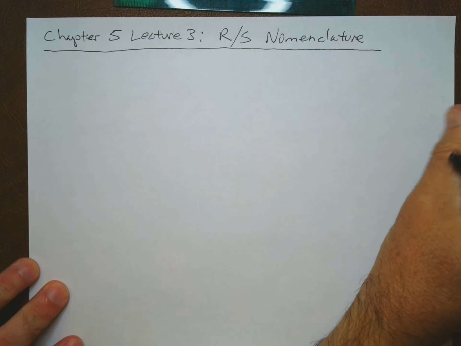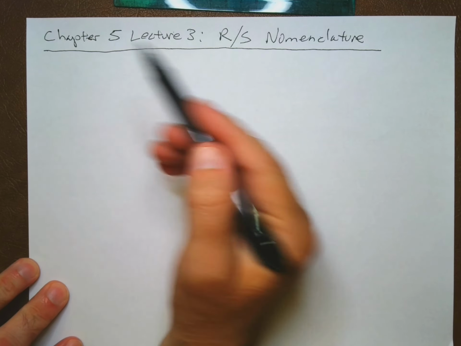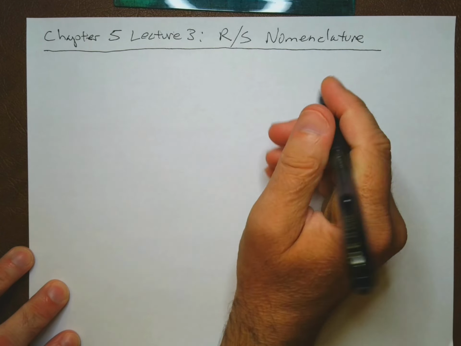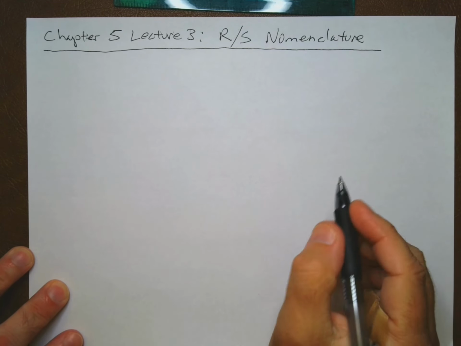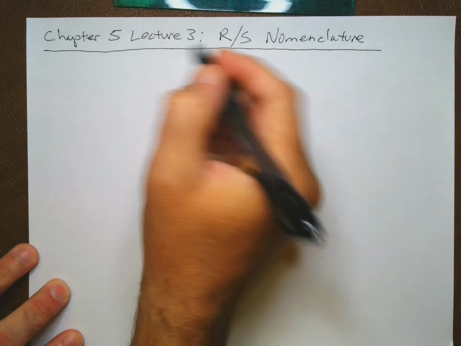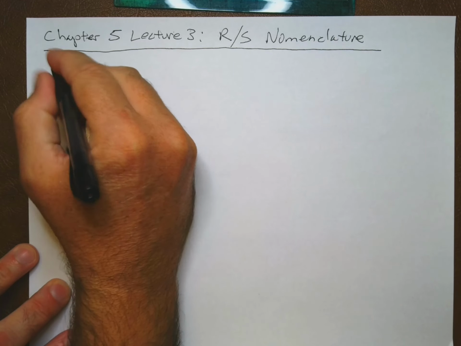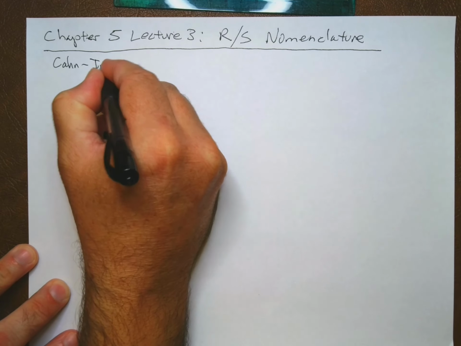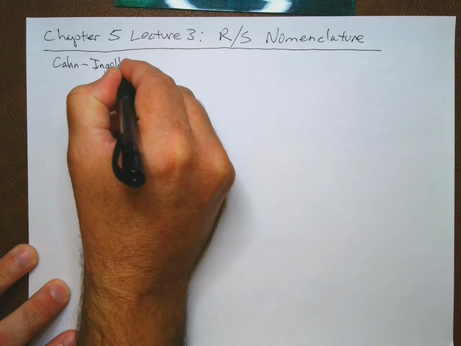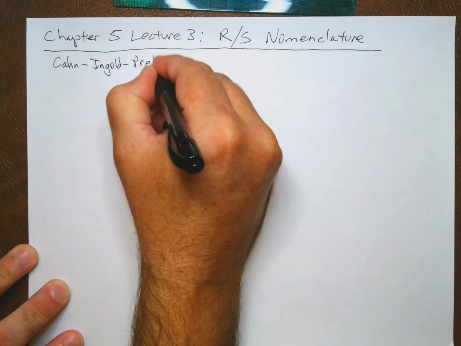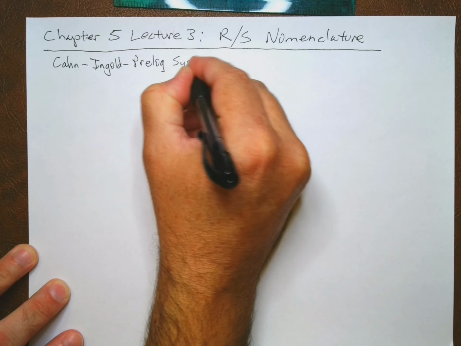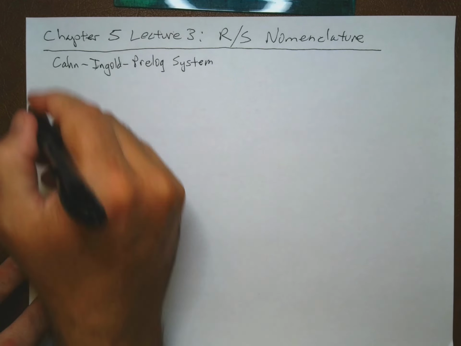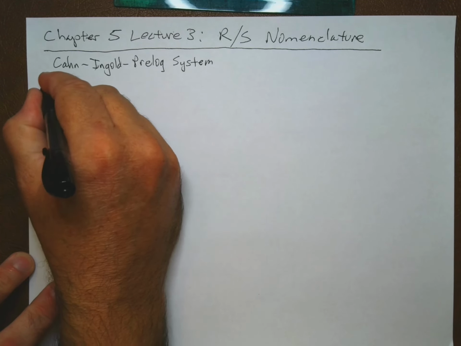Pitcher here, and for this lecture in Chapter 5 we're going to take a look at the R and S nomenclature for chiral carbons. So R and S nomenclature is also known as the Cahn-Ingold-Prelog system, just in case you see that name. And so we'll take the following steps.